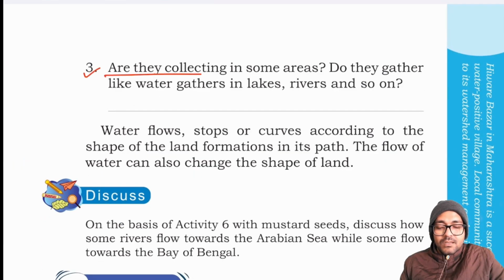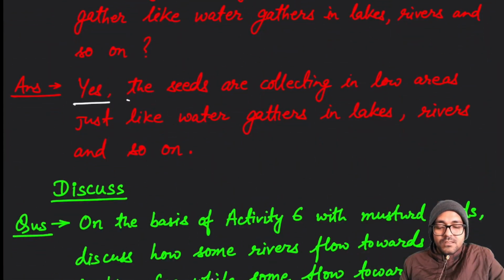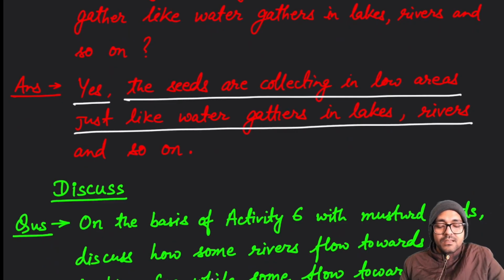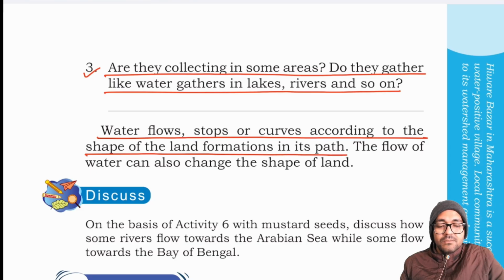3. Are they collecting in some areas? Do they gather like water gathers in lakes, rivers, and so on? Answer: yes, the seeds are collecting in low areas just like water gathers in lakes, rivers, and so on. Water flows, stops, or curves according to the slope of the land formations in its path. The flow of water can also change the shape of the land.